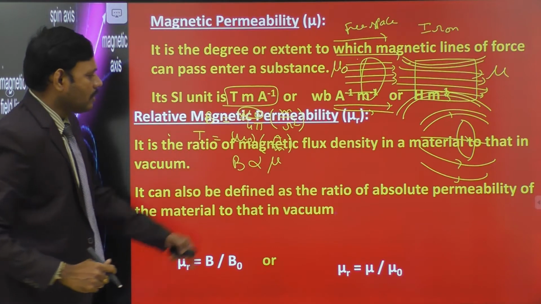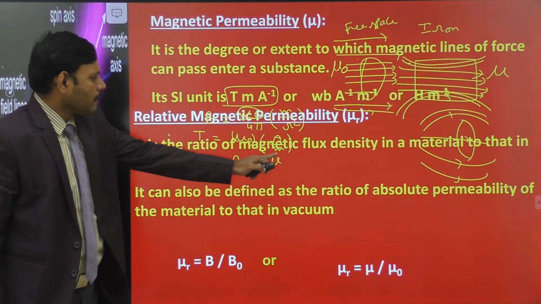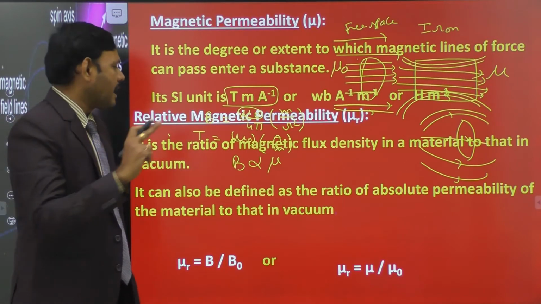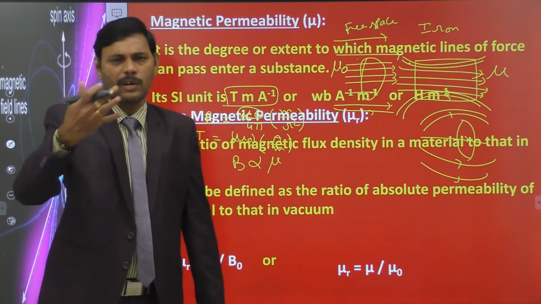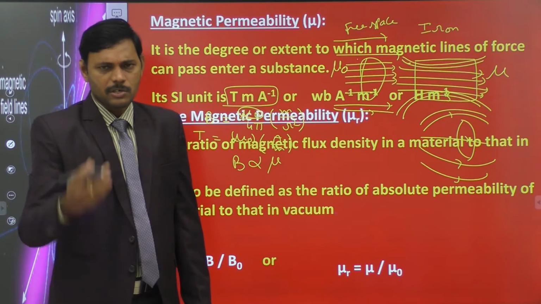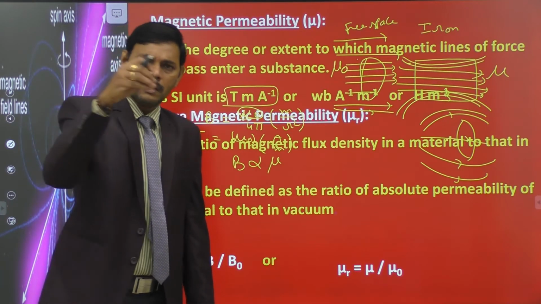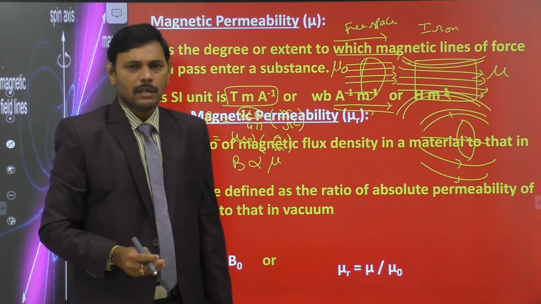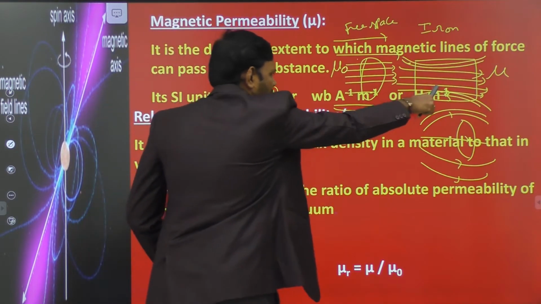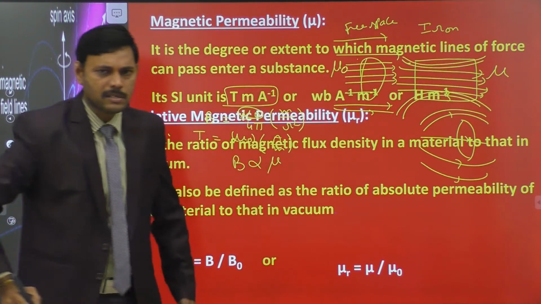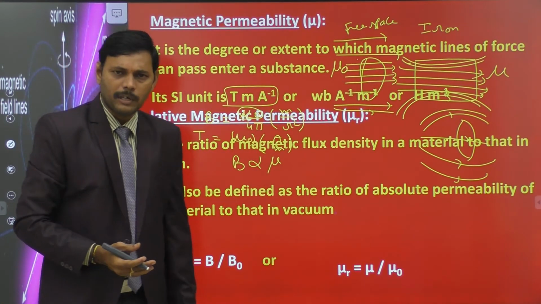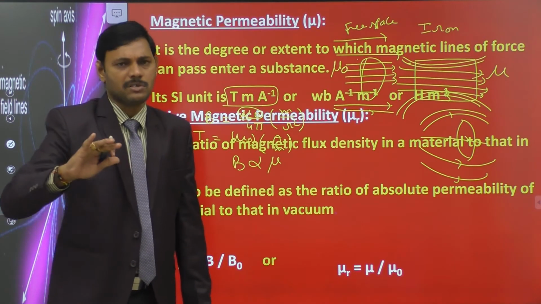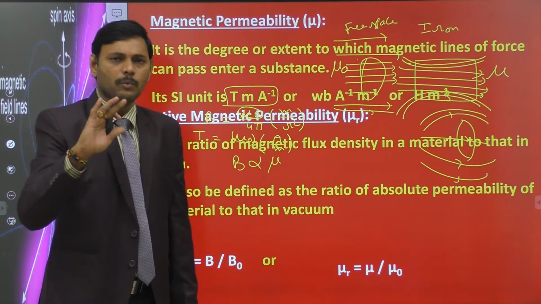It is the ratio of magnetic flux density in a material to that in vacuum. So the ratio of magnetic flux density, also known as magnetic field induction, in any medium to that of free space is relative permeability, or the ratio of absolute permeability of a medium to the permeability of free space is also known as relative permeability. As it is the ratio of identical physical quantities, there are no units and dimensions for relative permeability.